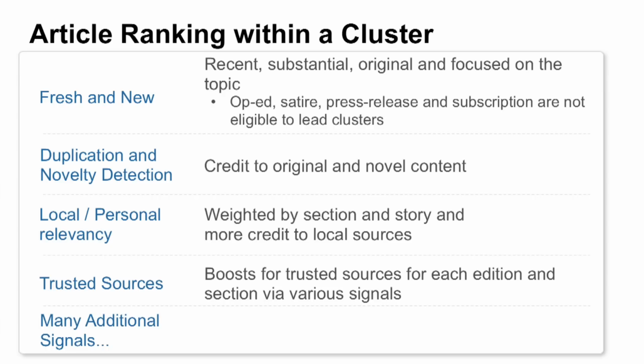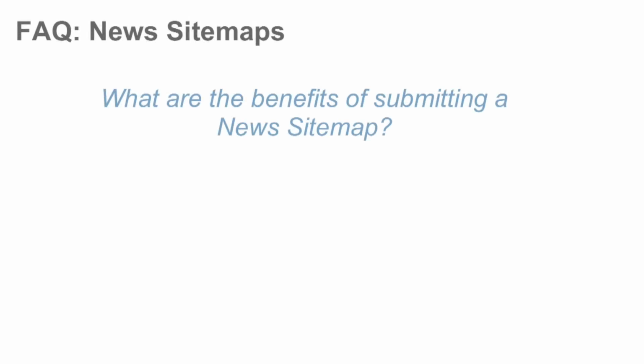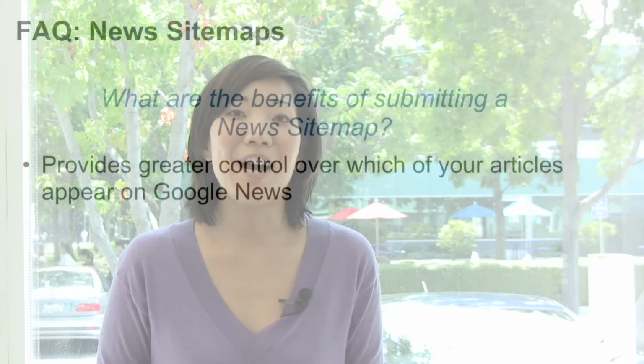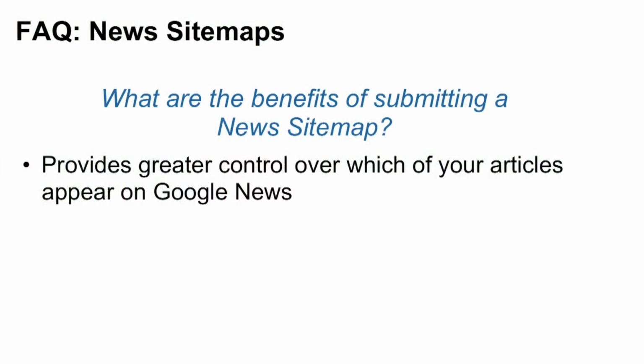Next, let's go into some of your frequently asked questions. You might be asking, what are the benefits of submitting a news sitemap? Well, we think that sitemaps are beneficial to us and to you as a publisher as well. First of all, they provide you greater control over which of your articles appear in Google News. And that's because, as I mentioned earlier, they help complement our discovery crawl and tell us exactly what articles are new and which articles we should crawl.